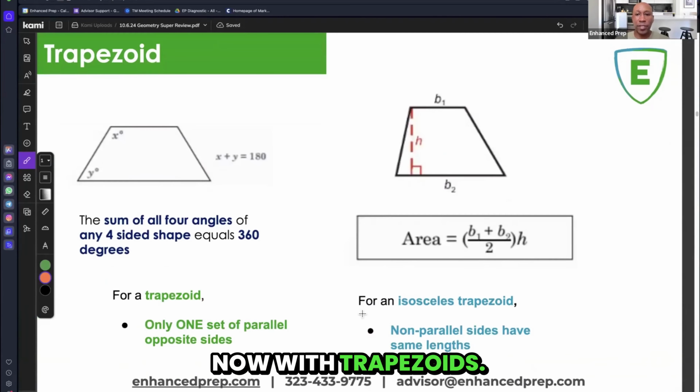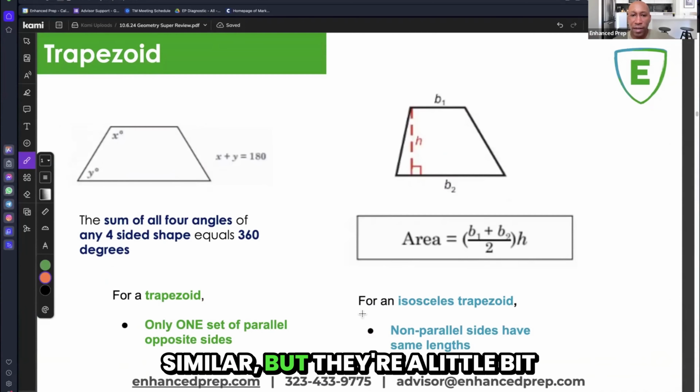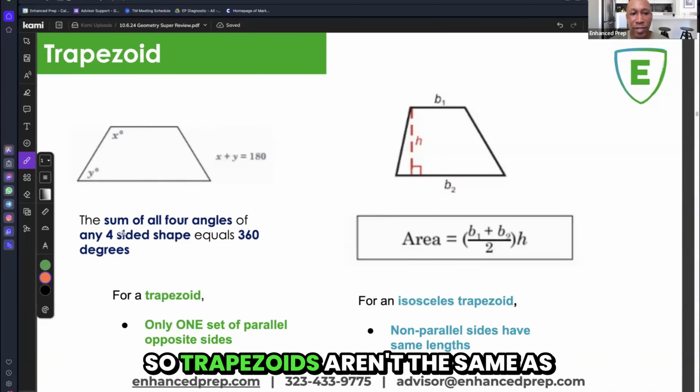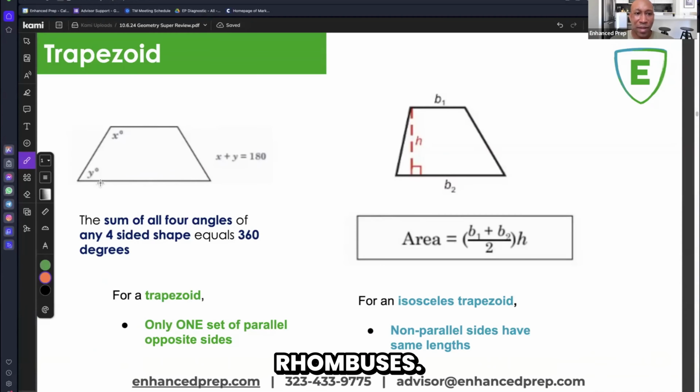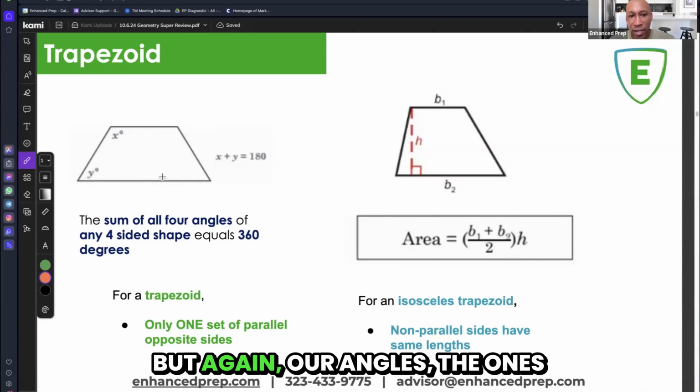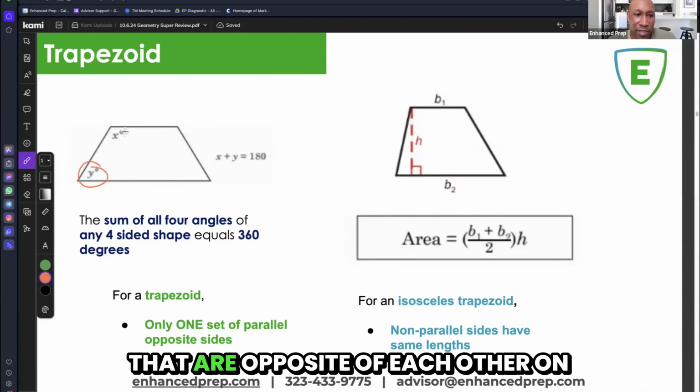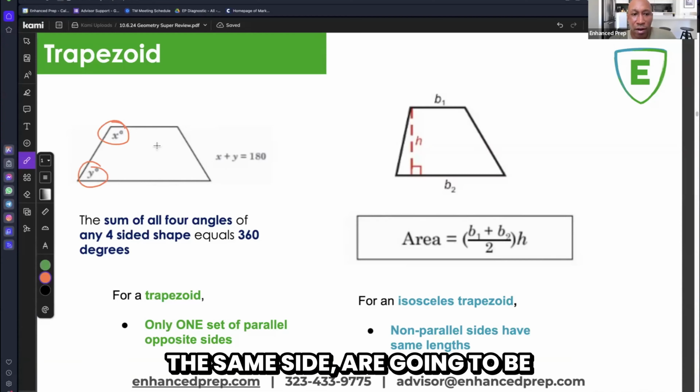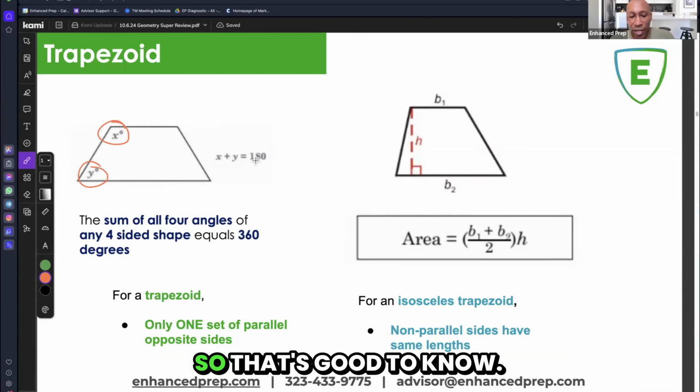Awesome. Now with trapezoids. So trapezoids are a little bit similar, but they're a little bit different, right? So trapezoids aren't the same as rhombuses, right? We have different types of situations, but again, our angles, the ones that are opposite of each other on the same side, are going to add up to 180. So that's good to know.